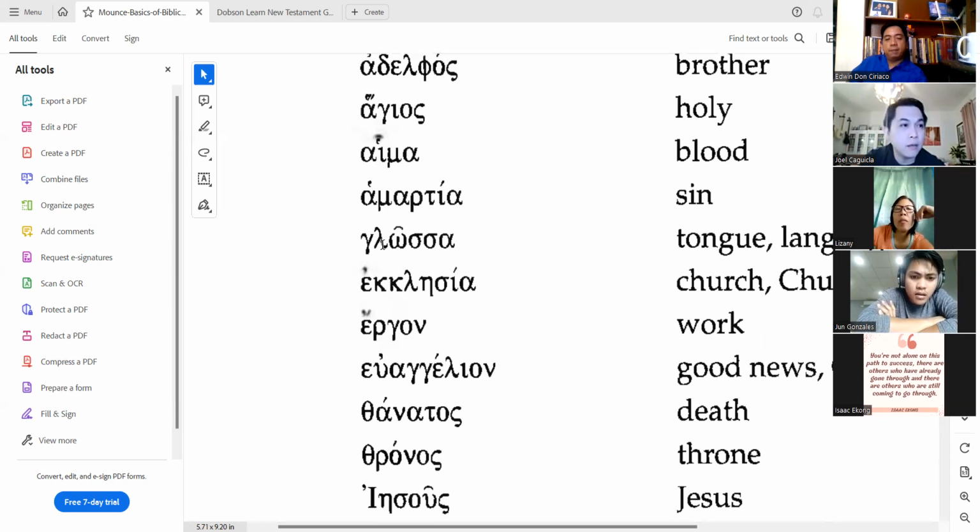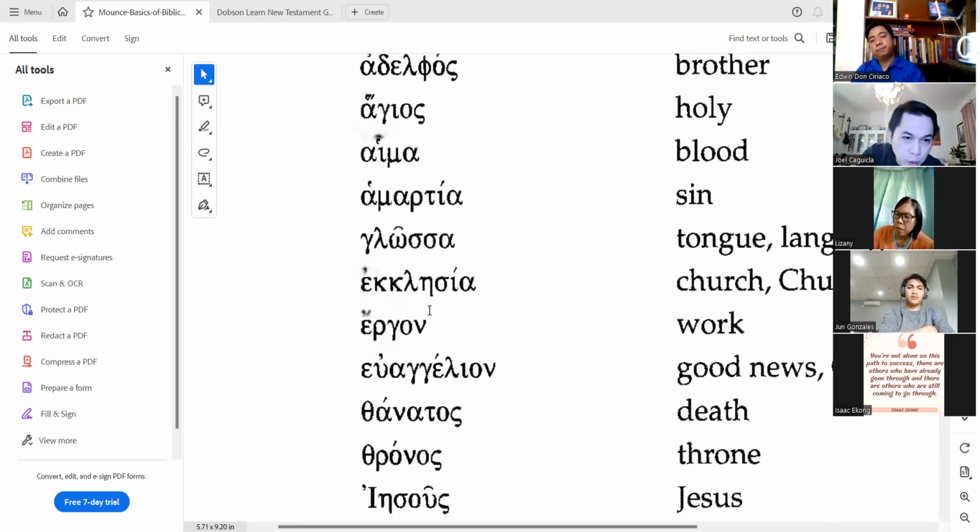And then this is again not an easy word. Gamma and then lambda, and then an omega with the circumflex: glo. Then you add the sigma: glossa. Glossa means tongue, language.